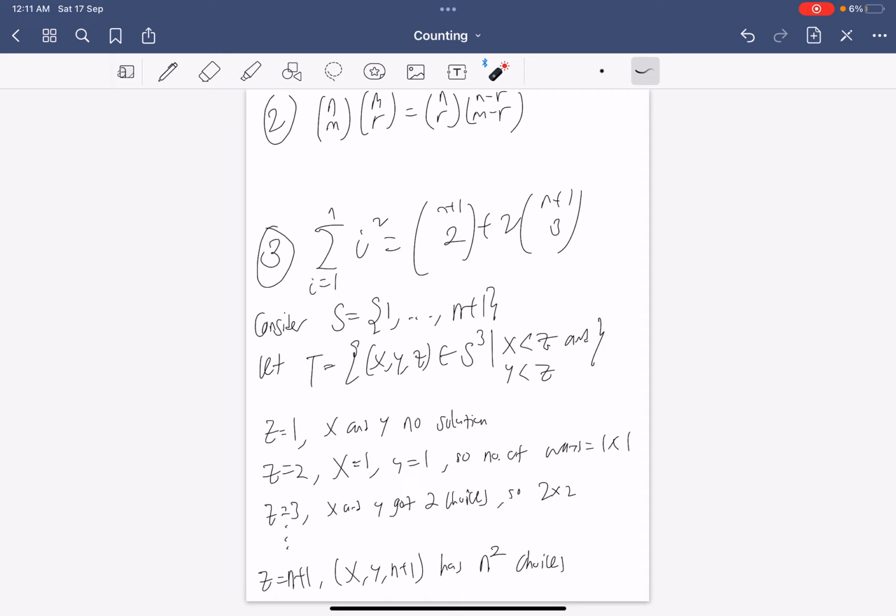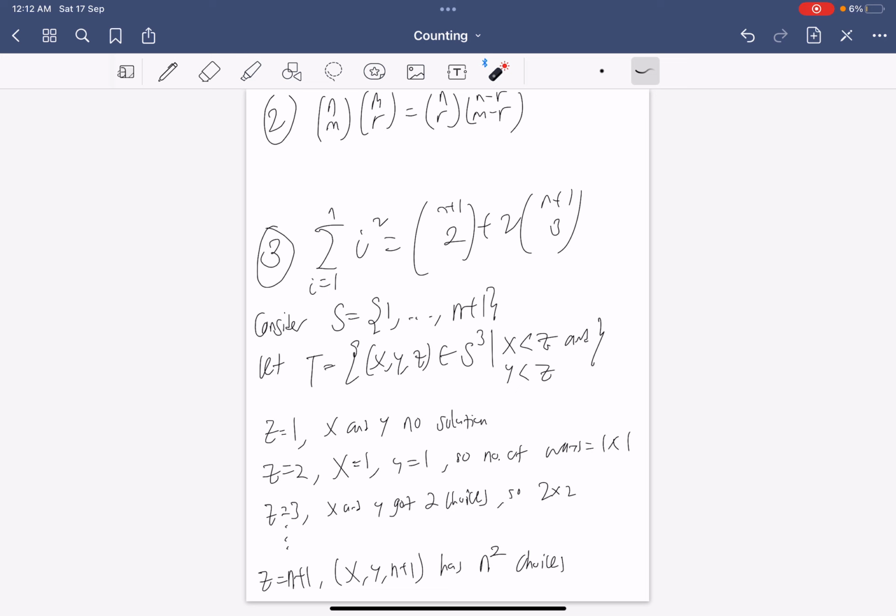And so, what is the total number of elements in this T now? Well, if you break them into cases, if z is 1, then x and y have no solution, so that results in 0 ways to get this inside T. Now if z is 2, x and y can only be 1 and they must equal each other, and so the total number of ways in this event is 1. If z is 3, x and y have 2 choices. x can be 1 or 2, y can also be 1 or 2. By the multiplication principle, it is 2 times 2, which is 4.